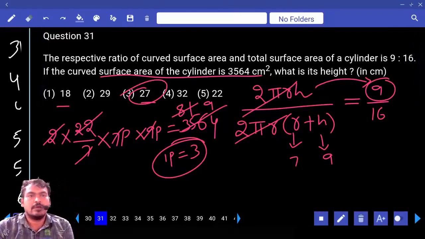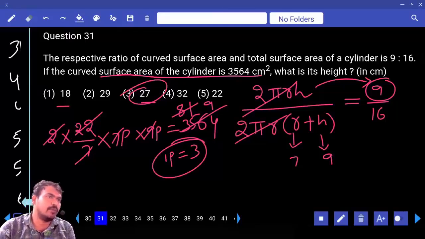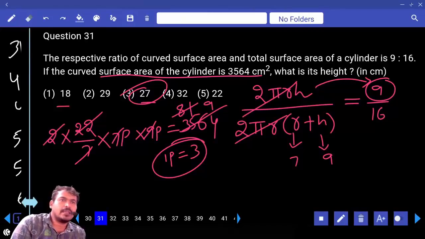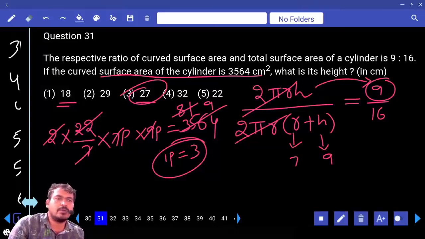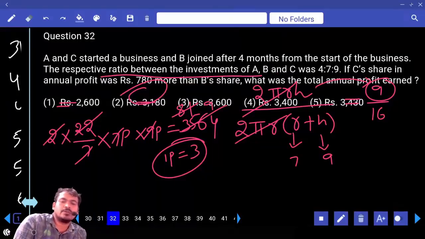27. If we get the odd number, means definitely we get the perfect square value odd number or not? 9 is the odd number or not? Means square number also we are getting odd number or even number? Odd number. Which one is the odd number? 27 is the odd number or not? Okay. Next, question number 32.